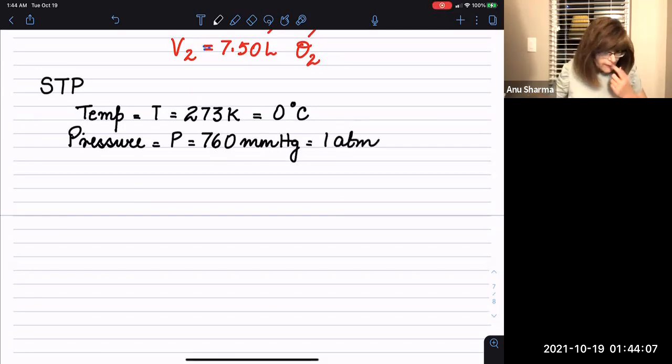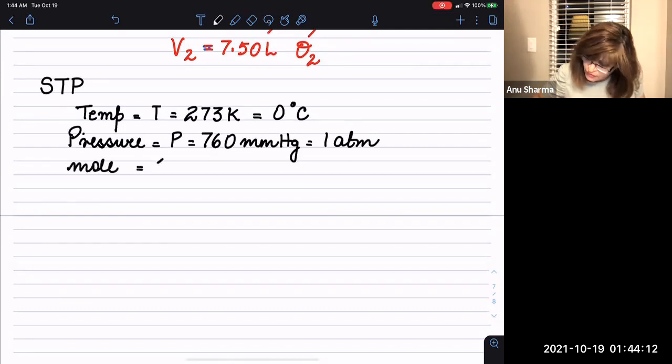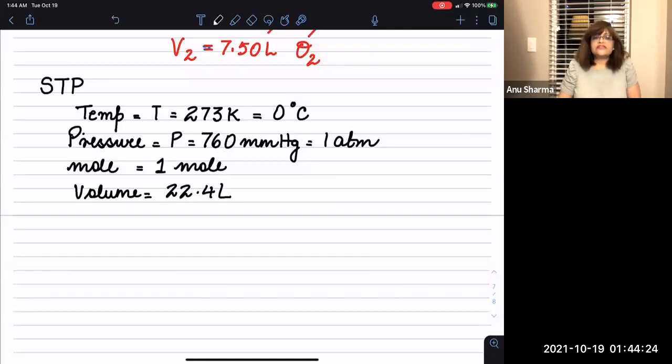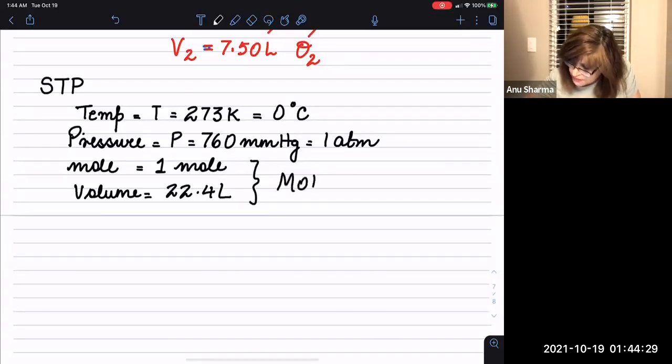Now when it comes to moles, how many moles are standard? Only 1 mole is considered to be standard. And what is the volume? The volume is 22.4 liters. That is considered to be standard. This is called the molar volume, the volume of 1 mole.